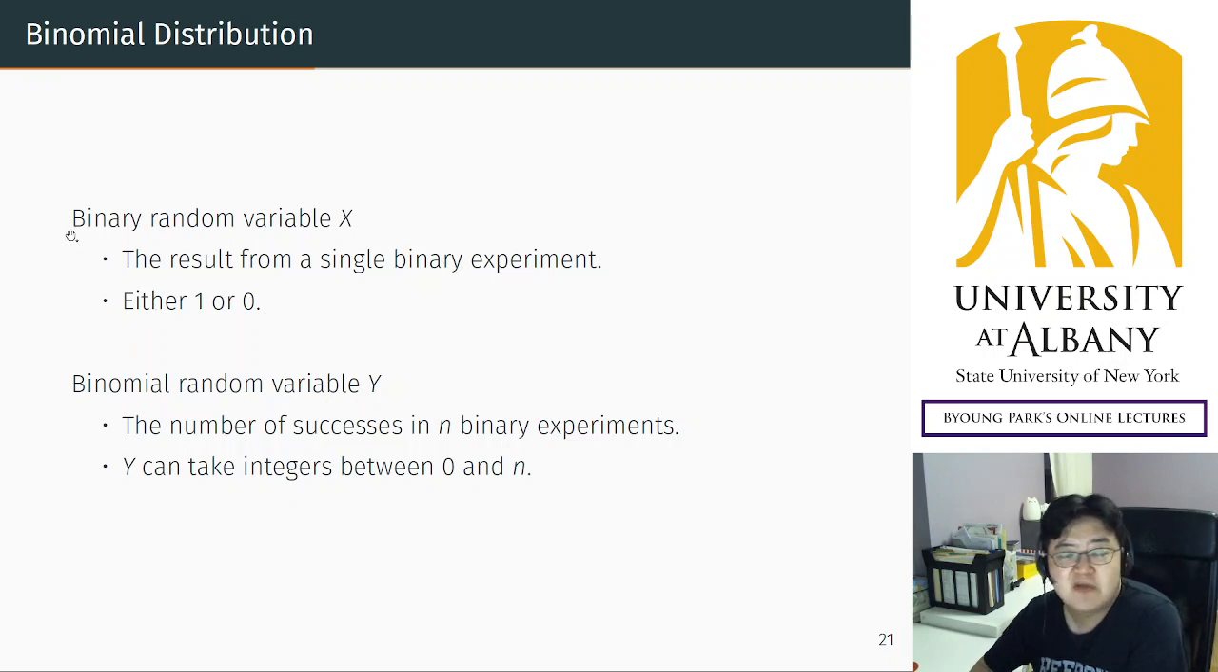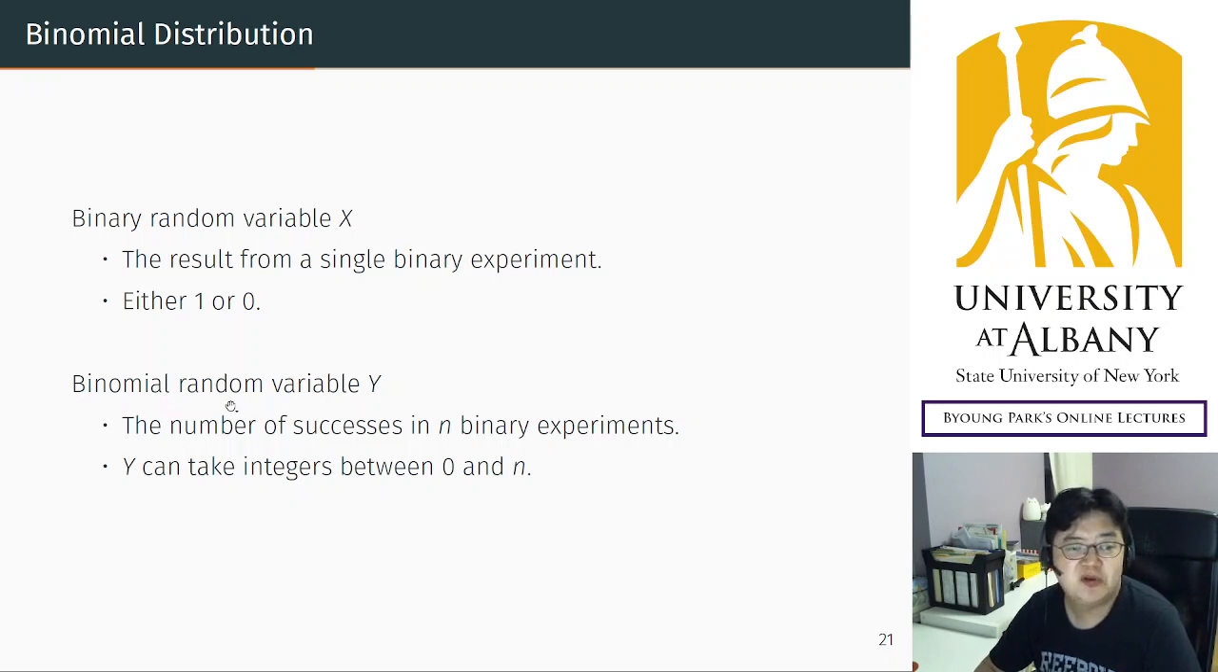A binary random variable x is the result from a single binary experiment, which means there are only two possible outcomes, and they are either 0 or 1, success or failure. But now think of the case that the same experiment is repeated a certain number of times. Then we have a binomial distribution.